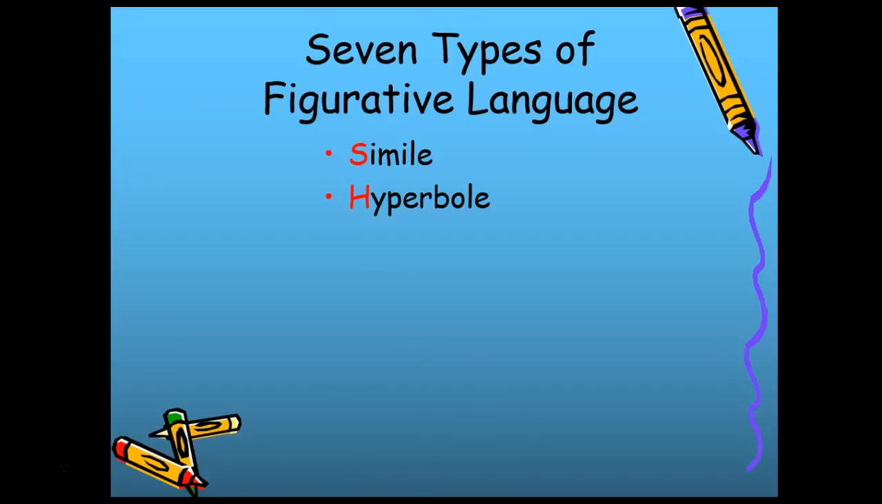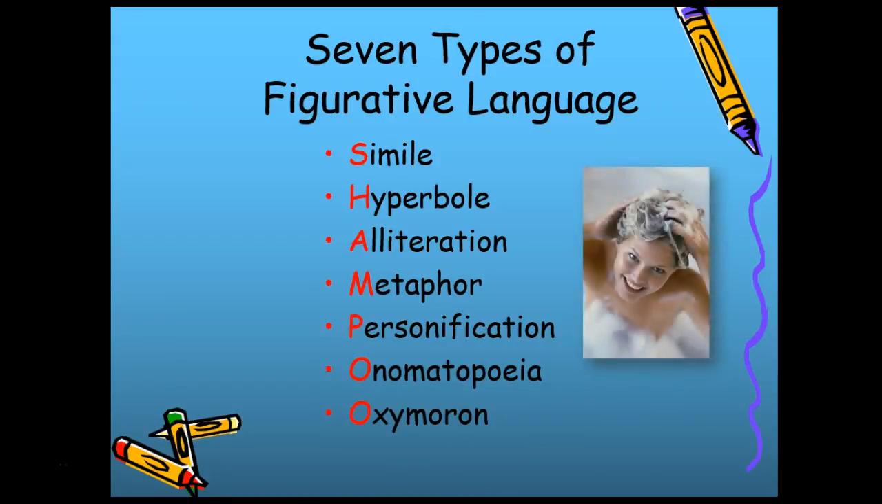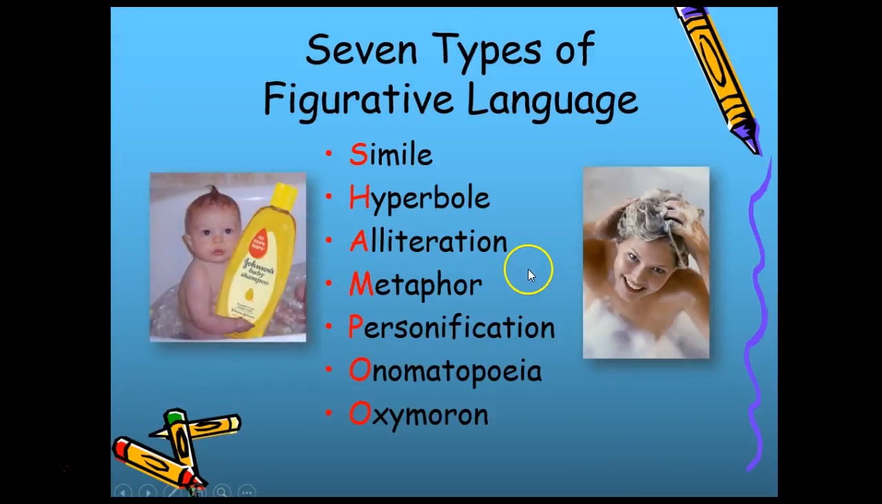So there are 7 types of figurative language that you're going to see the most often. There's simile, hyperbole, alliteration, metaphor, personification, onomatopoeia, oxymoron. So you can see this makes up the acronym SHAMPOO. So that's an easy way to remember that.